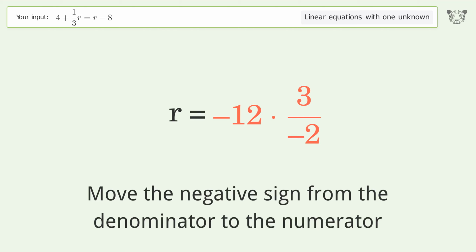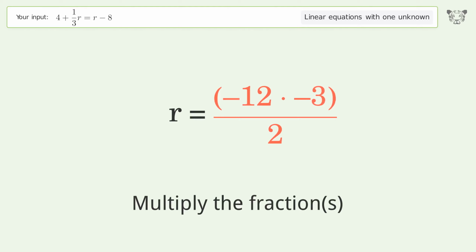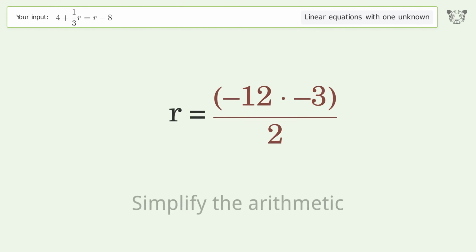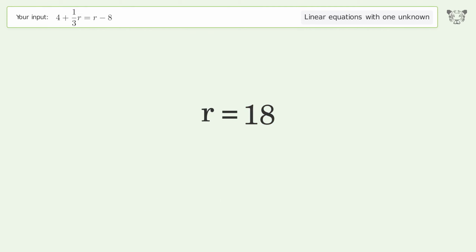Move the negative sign from the denominator to the numerator. Multiply the fractions. Simplify the arithmetic. And so the final result is r equals 18.